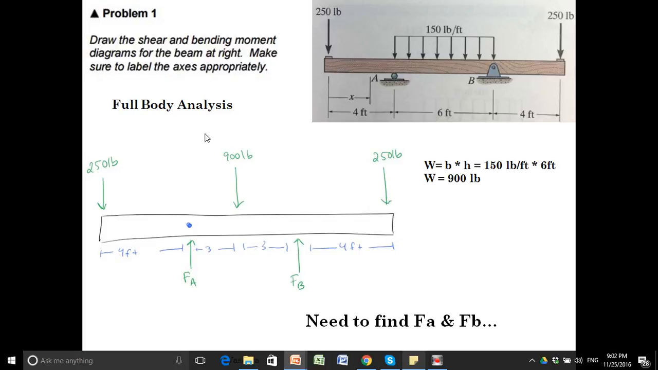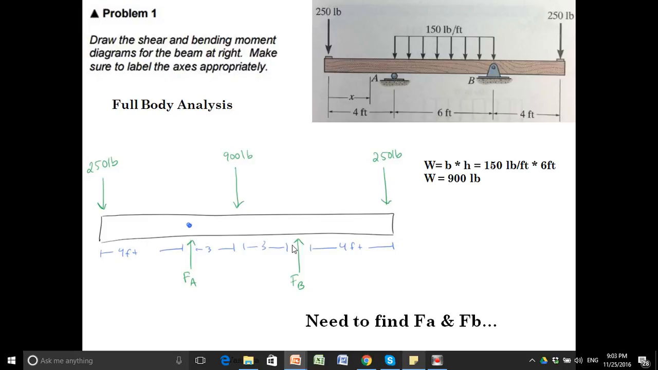So the first thing we're going to do is start off with full body analysis because we need to find FA from the roller and FB from the pin. Our distributed load is the area, so base times height. That gives us 900 pounds at a total of 7 feet.